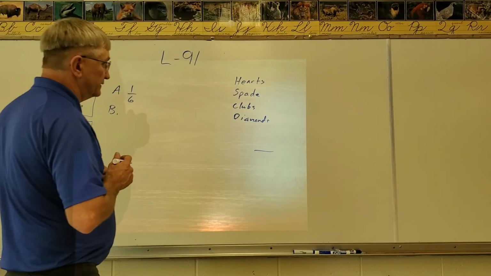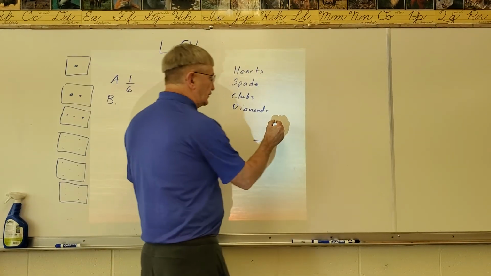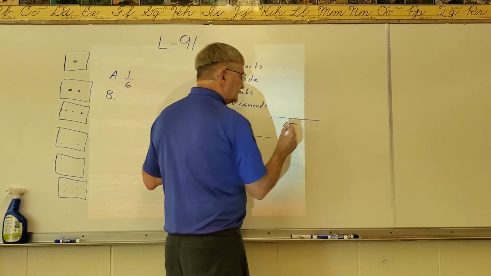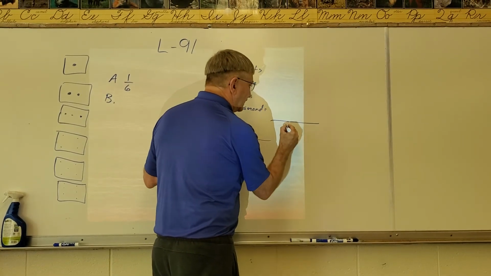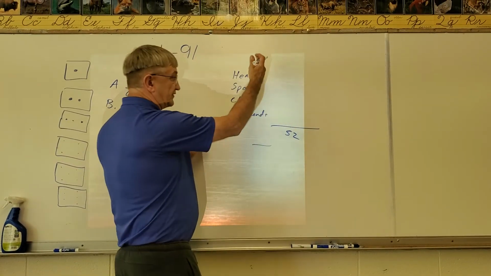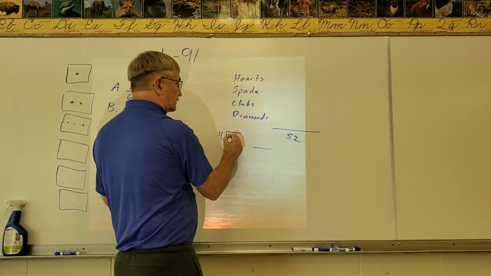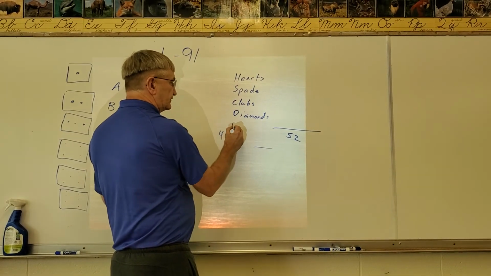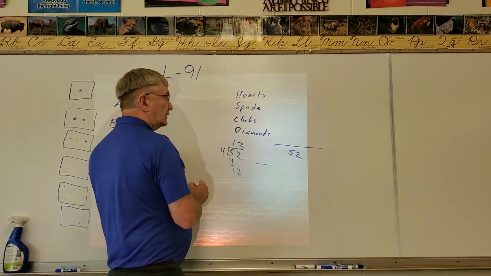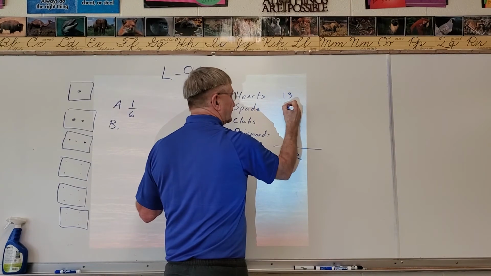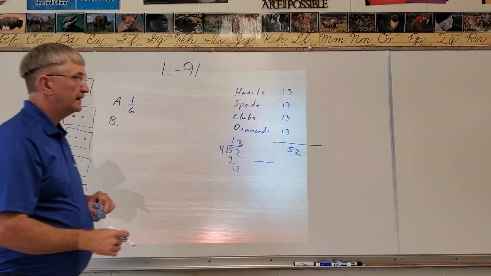All right, how can I figure that out? We know we have 52. To figure out the number, we've got four different suits. We have to divide 4 into 52, which is going to give us 13. So that means there's 13, 13, 13, and 13, which equals 52.